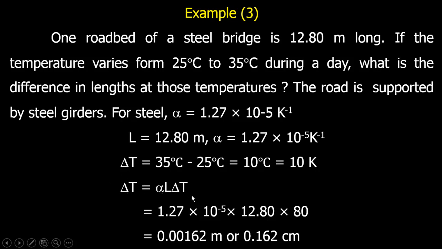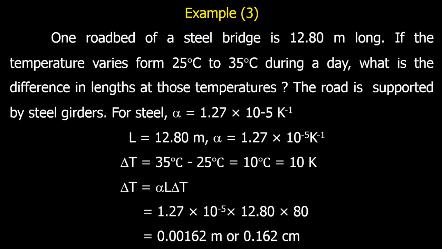Delta L equals alpha L delta T. Delta T is 35 degrees Celsius minus 25 degrees Celsius, which is 10 degrees Celsius.